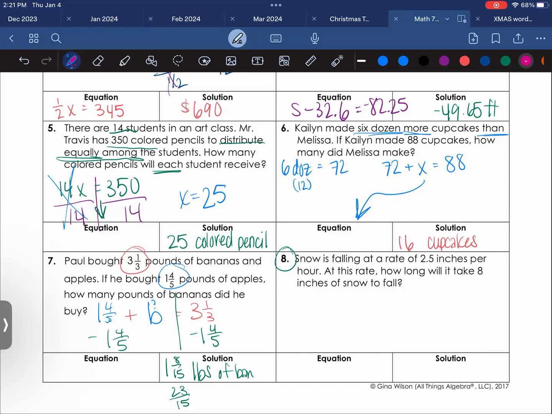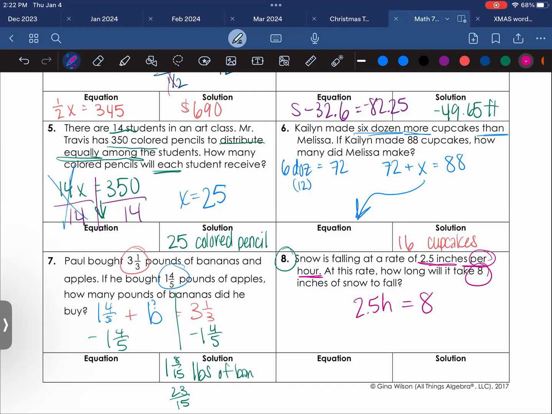All right, number 8. It says snow is falling at a rate of 2.5 inches per hour. This per is our keyword, that means multiplication. At this rate, so the rate will not change, how long will it take 8 inches of snow to fall? So our total is 8. We want to get to 8. And right now we're at 2.5 per hour.